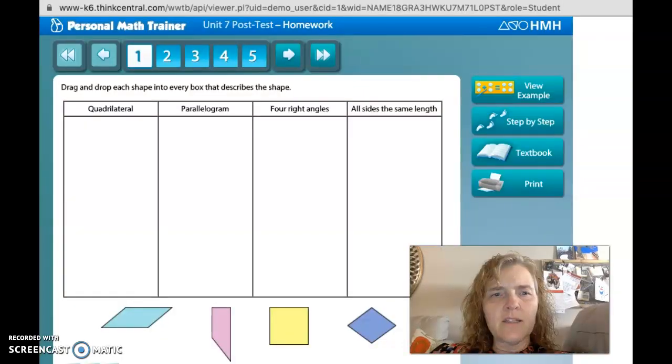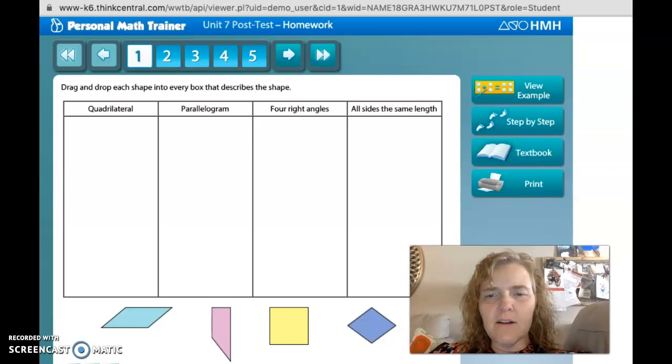Remember, these are typical problems. You'll have the exact same kind of problem per number. Number one will be the same kind of problem as number one on the test, just different numbers or different shapes. So keep that in mind. Okay, we are on Think Central, number one. I'm going to try to do some thinking out loud. Hopefully you're doing this kind of thinking in your own head.